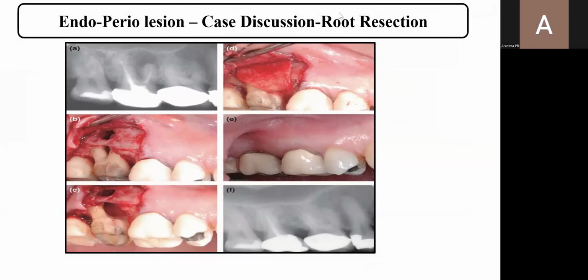So let's see a case of an endoperio lesion. There is a case from the radiograph. You can clearly make out there is a periapical lesion, and it's an RCT treated tooth, but still there is a lesion. In these conditions, you have to think about going for a surgical option.